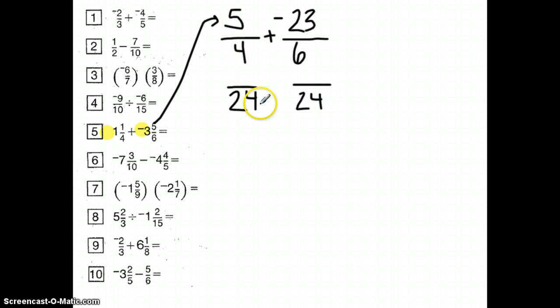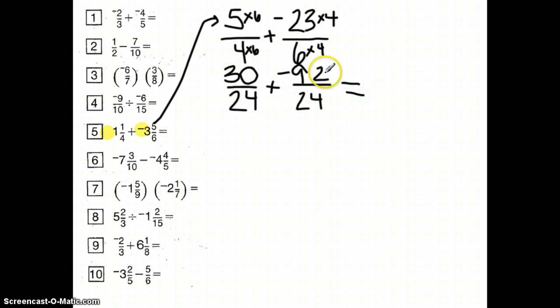5/4 is how many 24s? Well, I multiplied it by 6, so I multiply by 6. I get 30. And over here, 6 times 4. Oh, Mrs. Beaver, that's a big number. It is. But you can do it. 4 times 3 is 12. Carry the 1. And you get 4 times 2 is 8, plus 1 is 9. So plus a negative. Be really careful with that.